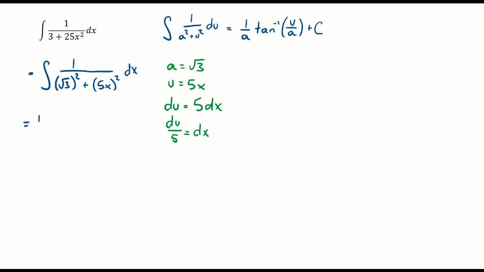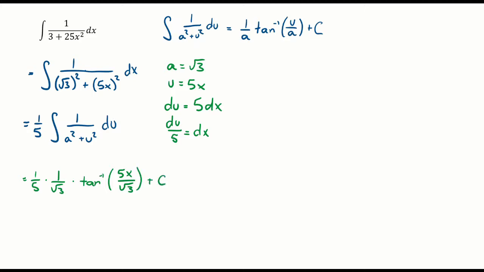And when I put in all my substitutions, I have a 1/5 out front times the integral of 1 over a squared plus u squared du. What do you know? That looks exactly like my tan inverse formula. So let's just plug it all in, and we get 1/5 times 1 over a times tangent inverse of the u, which is 5x, over the a, which is square root of 3, plus c. So let's just write that one more time when we combine the numbers out front. And this is my tan inverse.